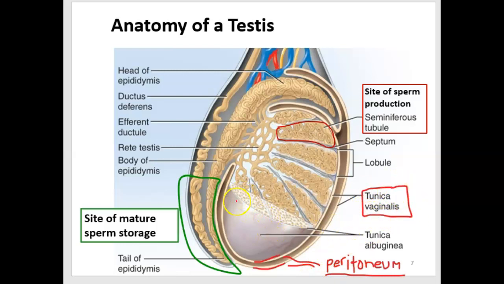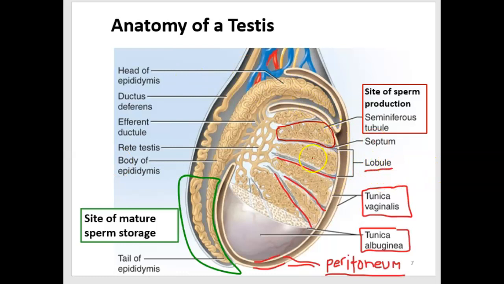The innermost layer appears white on this picture, and that layer is called the tunica albuginea, and it's basically fibrous connective tissue. The tunica albuginea has partitions or septa that divide the testes into lobules. So these septa move inward and kind of cut the testis into individual sections, and these sections are called lobules.